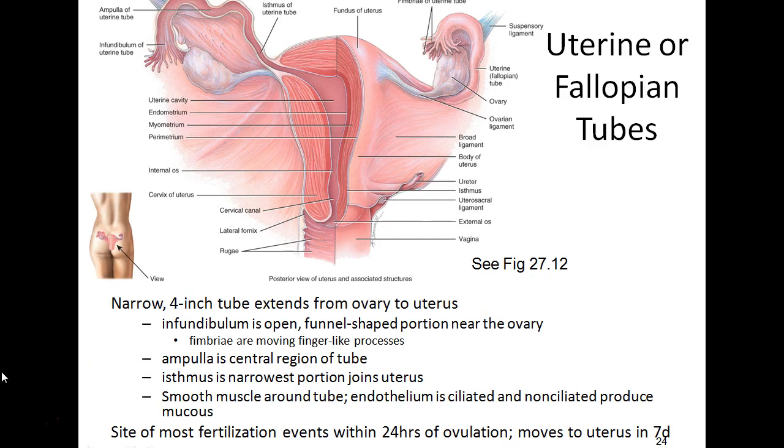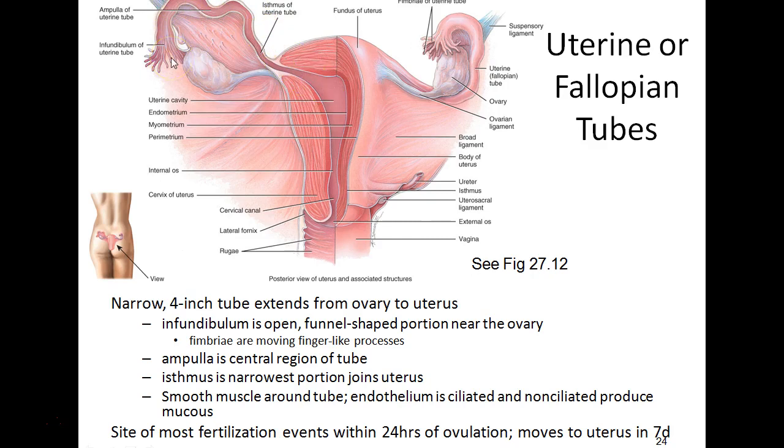Let's keep in mind that these fallopian tubes act to transport the ovulated secondary oocyte into the uterus, and then the uterus is going to be where the implanted zygote grows. The fallopian tube is going to be the site of initial fertilization if it occurs. Let's go through some of the structures. We see this uterine tube, or fallopian tube, is narrow, but it's about 4 inches long, and it's going to extend from the ovary to the uterus.